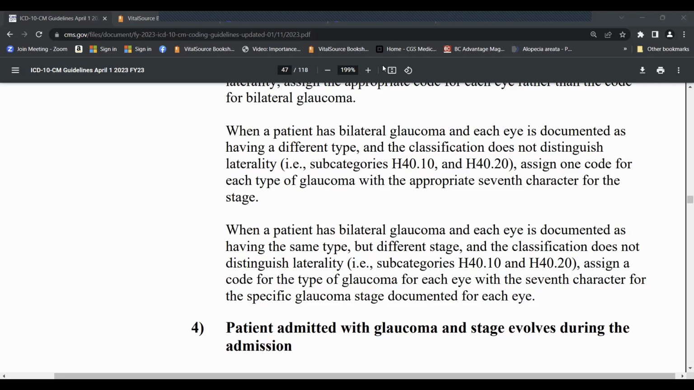Because a lot of times to me, sometimes the rules look the same. If you look at these two sentences, when a patient has bilateral glaucoma and each eye is documented as having a different type, but we don't know the laterality. In this one, when a patient has bilateral glaucoma and each eye is documented as having the same type, but different stage. So if something is different, then you have to code each eye. If it's the same, you just need one code for these H40.10 and H40.20 categories.